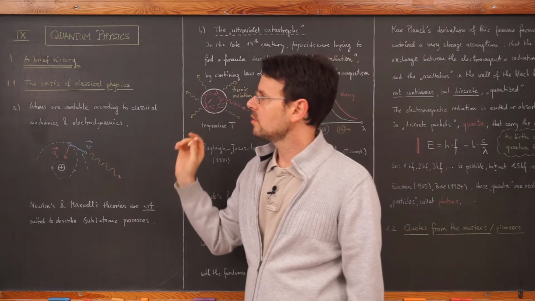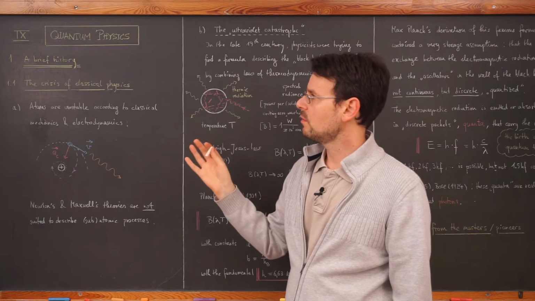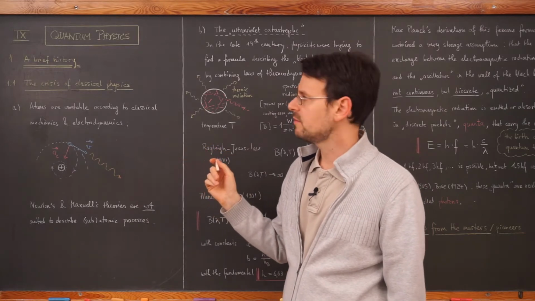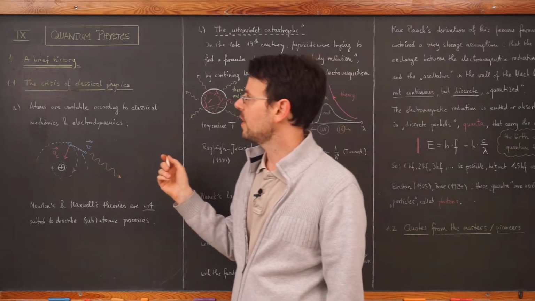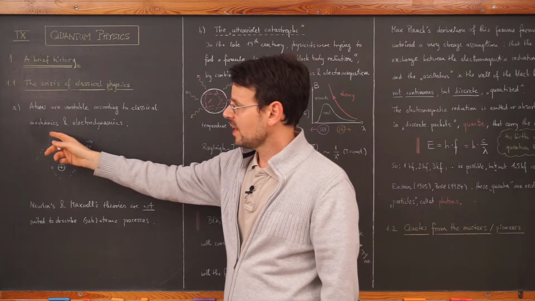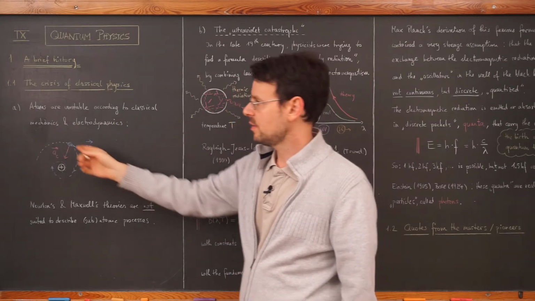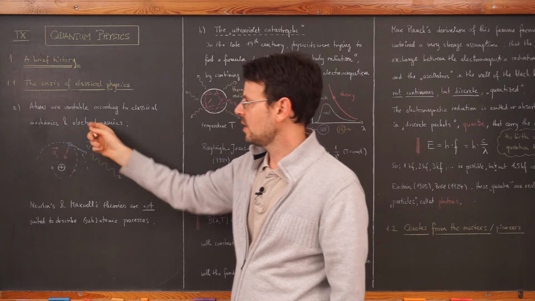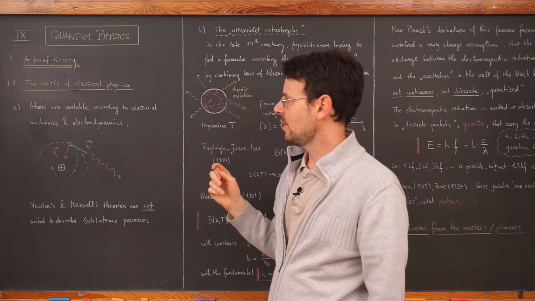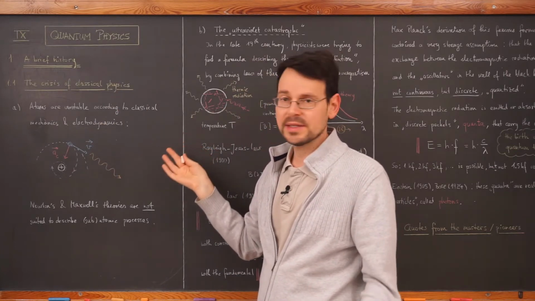We start by giving a brief overview over the late 19th century physics, what the problems were. According to the classical and very well established theories of Newton's mechanics and Maxwell's electrodynamics, atoms should be unstable.